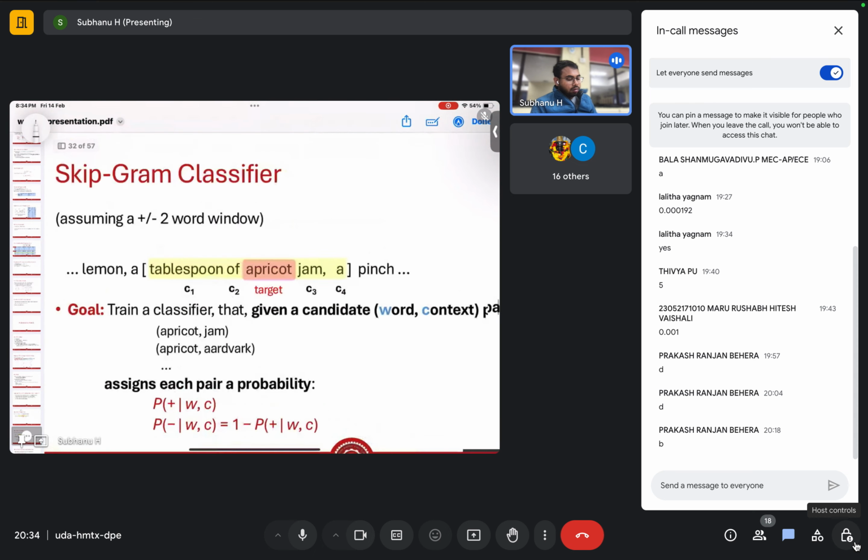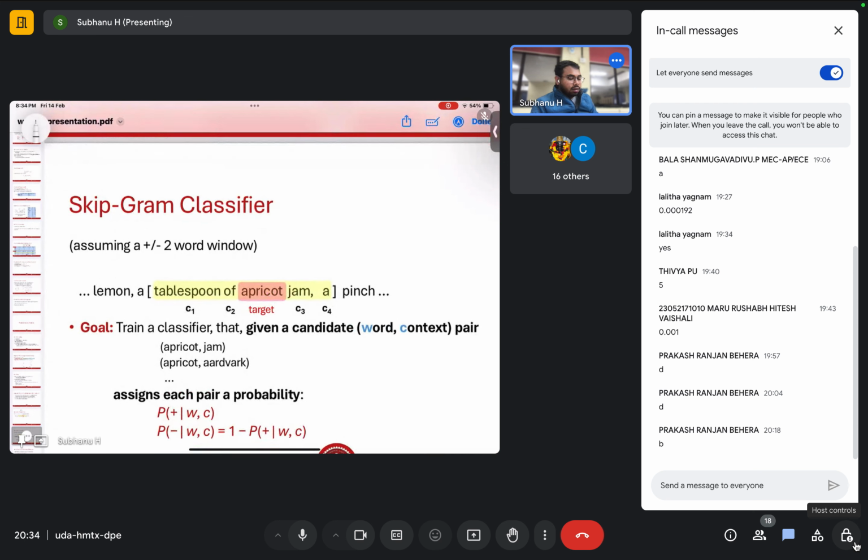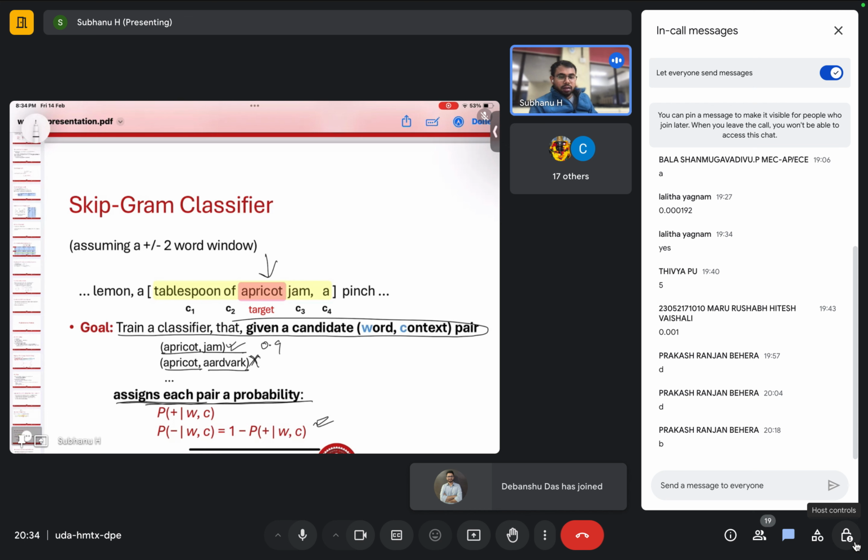In the skipgram classifier, we train a classifier that, given a candidate word and context pair, can assign each pair a probability. So this is my goal. My goal is that I will be given my target with the context word, like apricot jam or apricot aardvark. Apricot is related to jam, but apricot is never related to aardvark. So I have to assign each pair a probability. I want to assign a high probability to one, and a low probability to the other. So this is my goal.